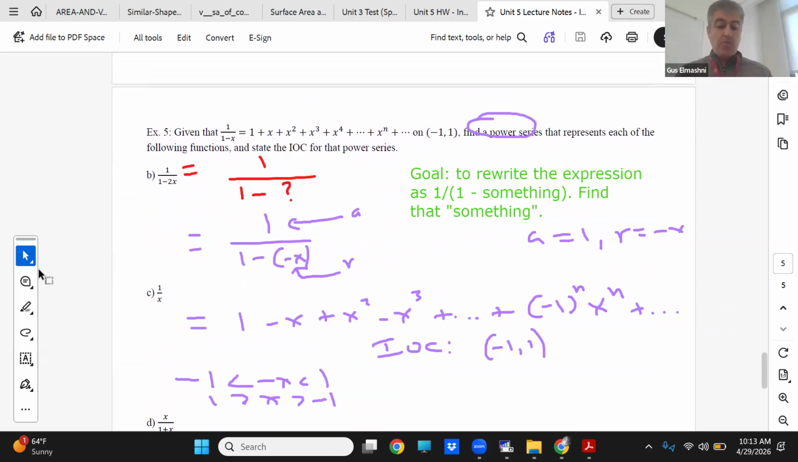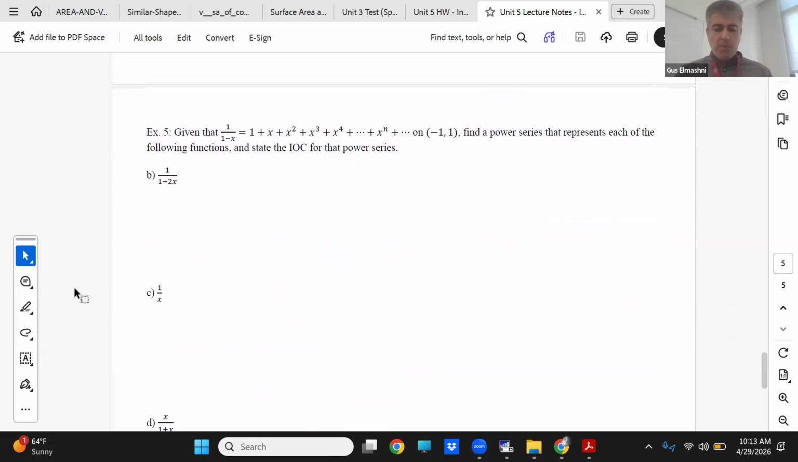Okay, so still the same instructions, right? We have to do more rewrites. So that's A. Actually, don't just have to do a rewrite. It's really more a matter of understanding what R is. So again, it's 1 over 1 minus blank. So what do you put in place of the blank here? So your A is 1, and your R is 2x.